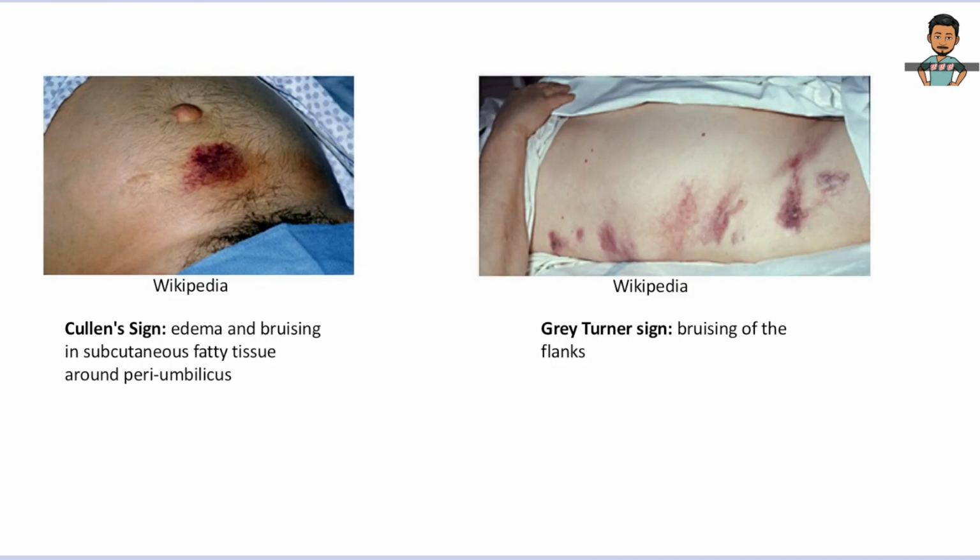Here are two physical exam findings that you can see. Cullen sign is edema and bruising in the subcutaneous fatty tissue around the periumbilicus. On the other hand, Grey Turner sign is a bruising of the flanks. So these signs, especially Grey Turner sign, are an indication that the pancreatitis is very severe, and it has progressed to maybe necrotizing pancreatitis, which we'll talk about later.